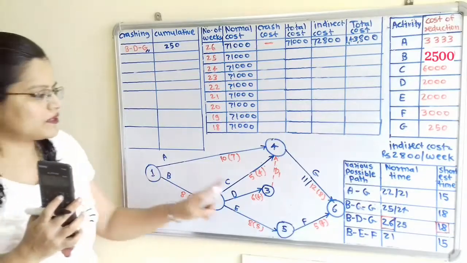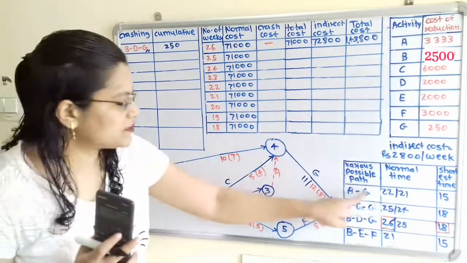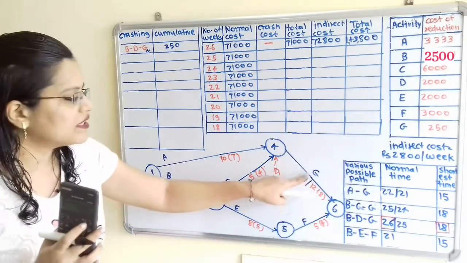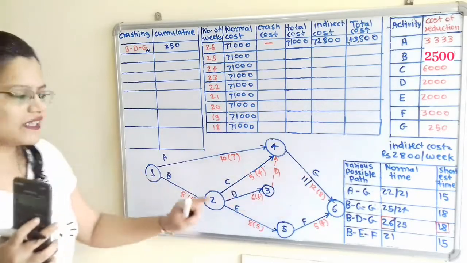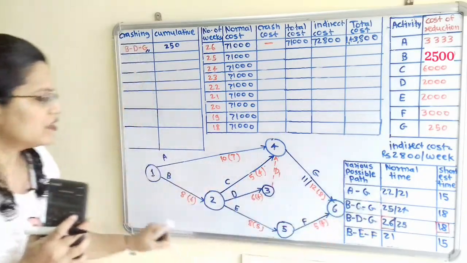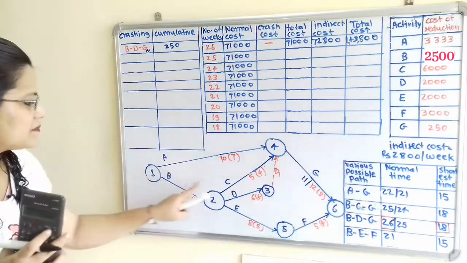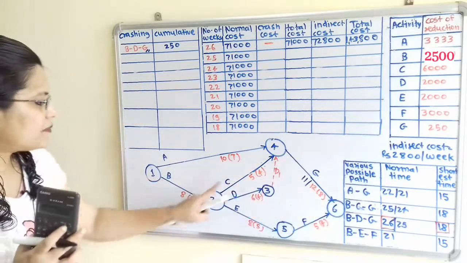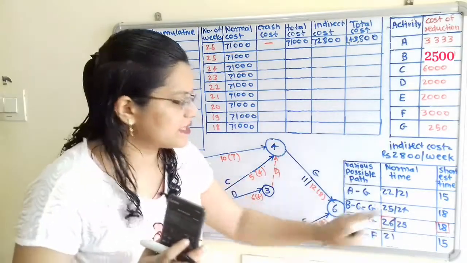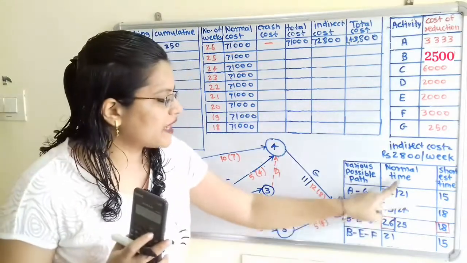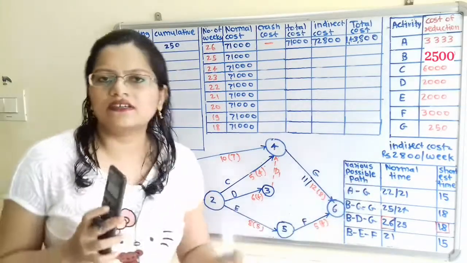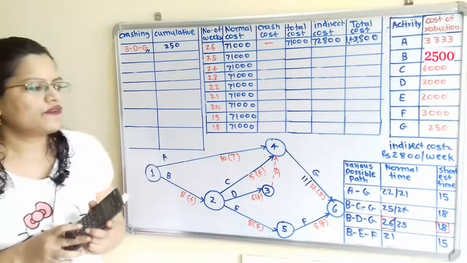Now if we observe, if we take the first path A to G, then here is 10 and here is 11, because this is the value after crashing. So 10 plus 11, that is 21. Then for BCG, here is BCG, 8 plus 5 plus 11, that is 24. In this way we have to reduce for activity G if it is present in other rows also. Now we will move next.